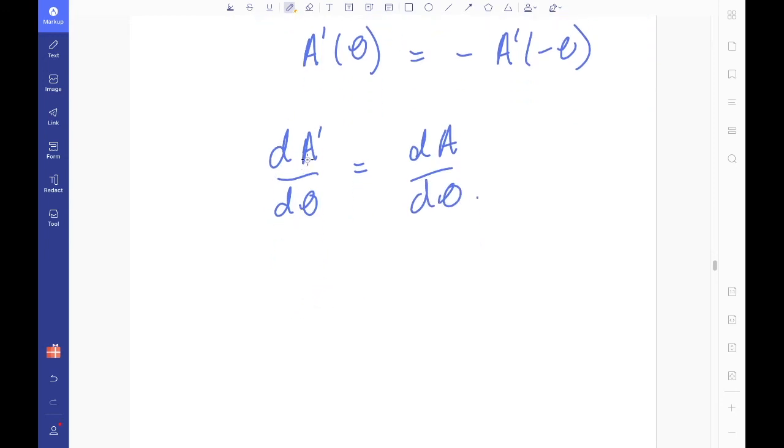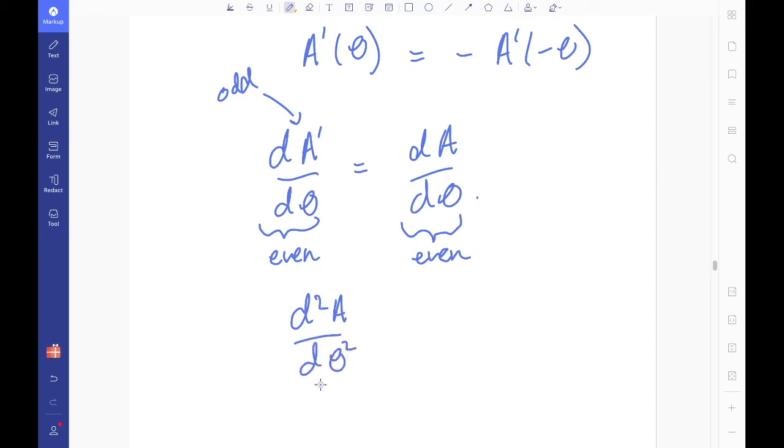Because we've shown A prime to be odd, the derivative is even, okay? So dA, this whole thing is even. And then if we differentiate an even function, we get an odd function, right? So d2A d theta squared, that whole thing has to be odd. And that's it, because odd functions are 0.